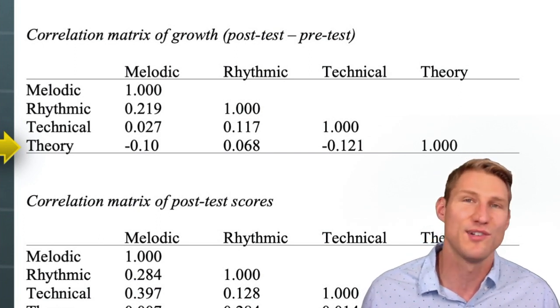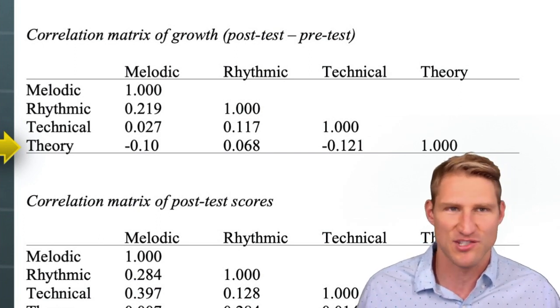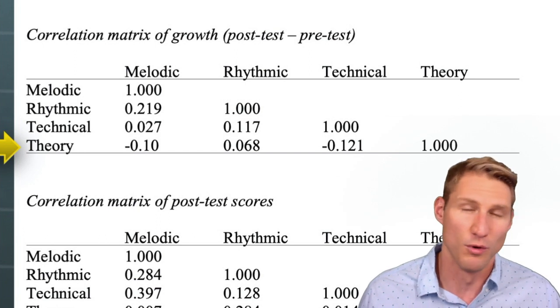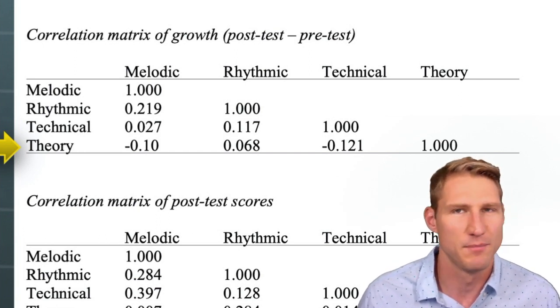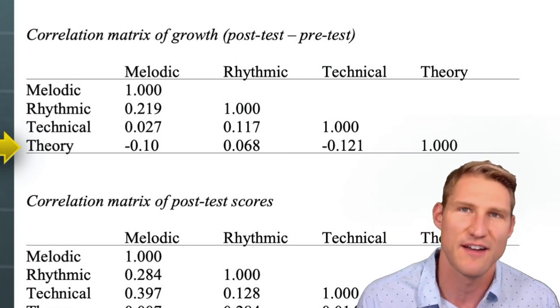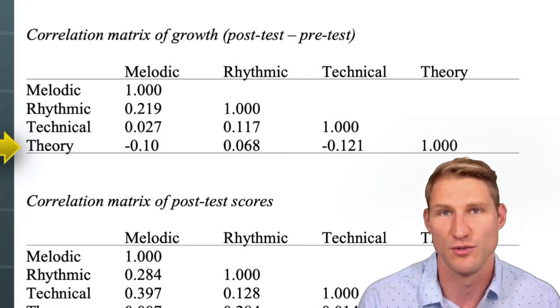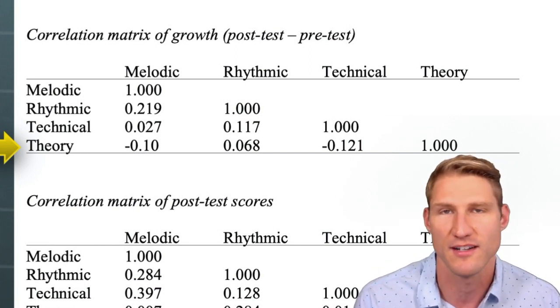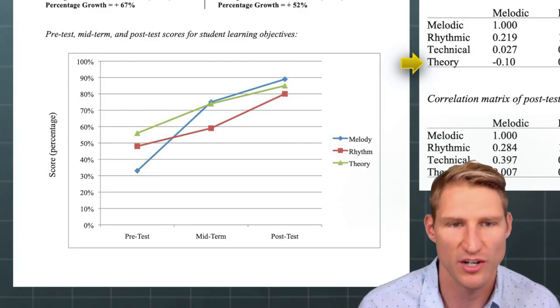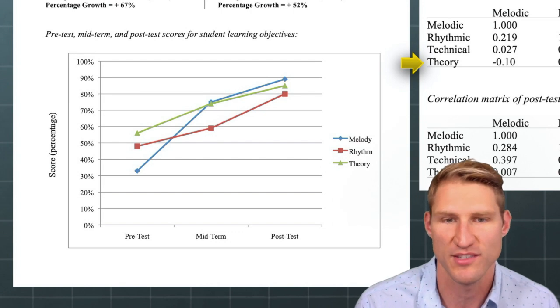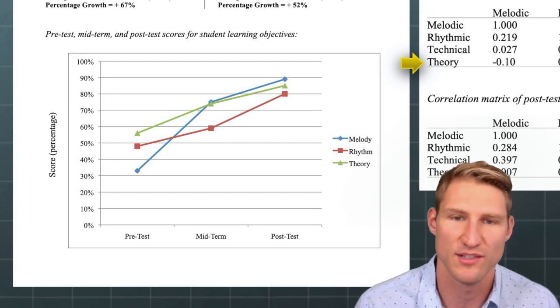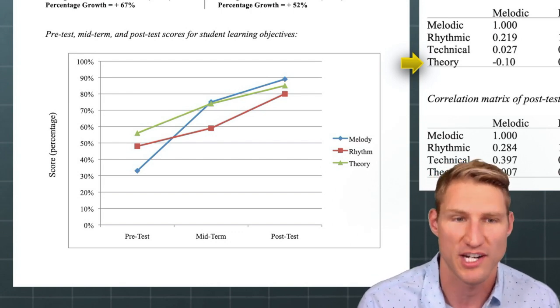So many students were able to learn to play excerpts just through either rote or by memorization. And it was interesting that being able to quickly identify notes on a staff didn't particularly translate to better scores on SmartMusic melodic assessments. The chart on the left shows the growth from the pre-test, midterm, and post-test among fourth grade band students for our melodic, rhythmic, and theory objectives.